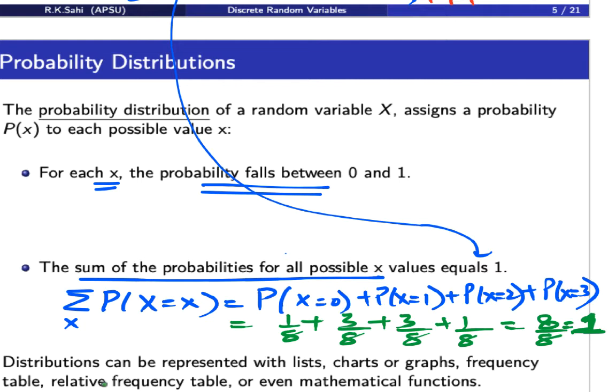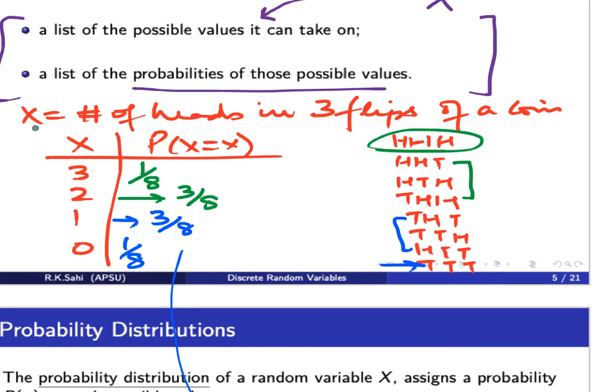Now, these distributions, guys, which we are talking about, are the probability distributions. We can represent them as a list, a chart, a graph, frequency table, relative frequency table, or even mathematical functions. So here, when we're representing this probability distribution of a random variable, it's like a table.